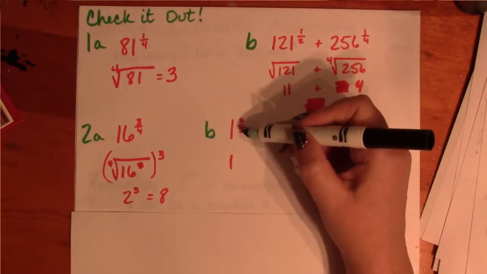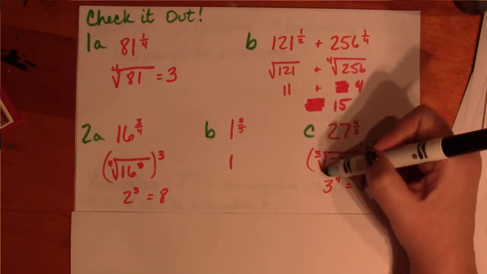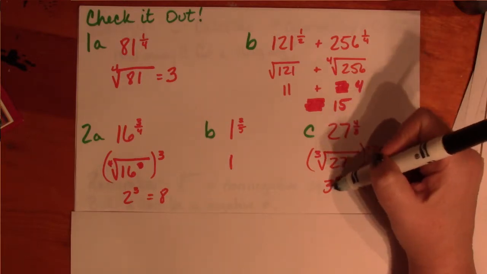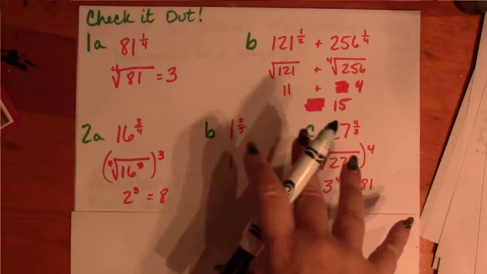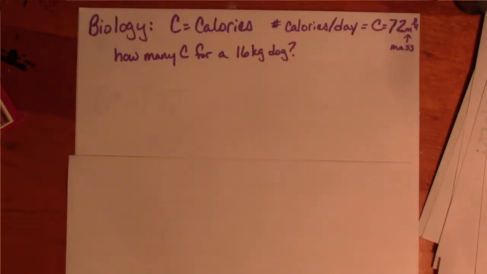1 to any power is going to be 1. 27 to the 4/3 is the 3rd root of 27 to the 4th. And that's 3 to the 4th, which is 81. If you have any questions, please make sure to ask. Let's try a word problem.